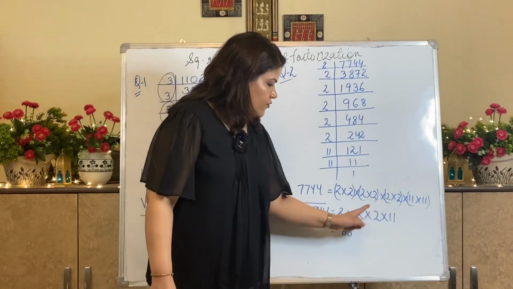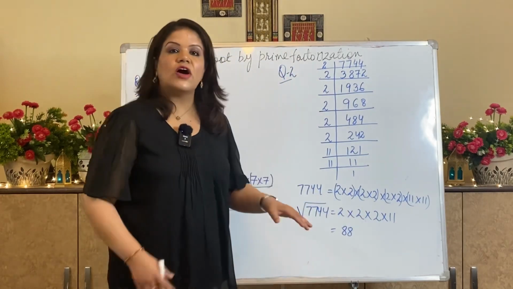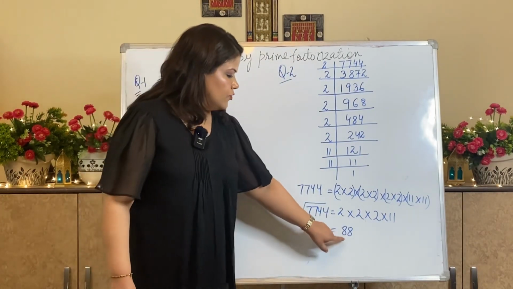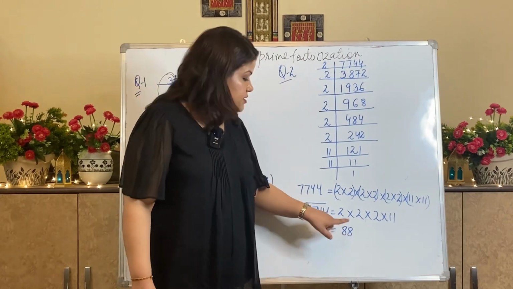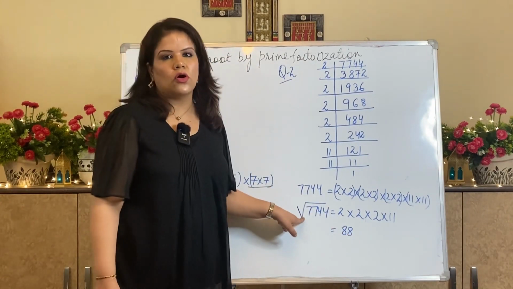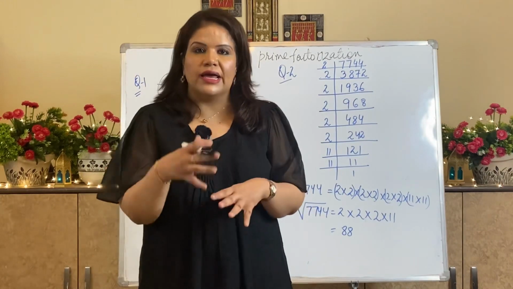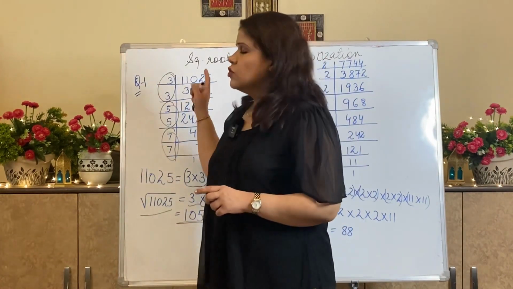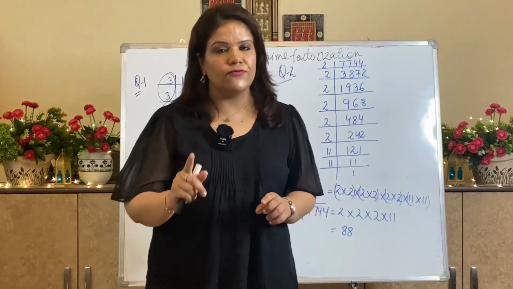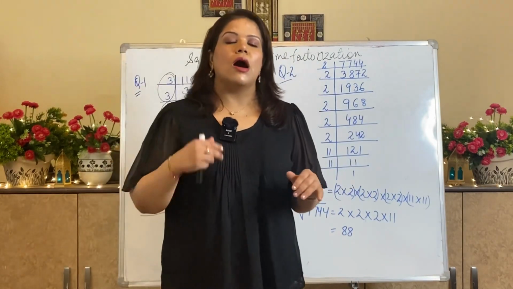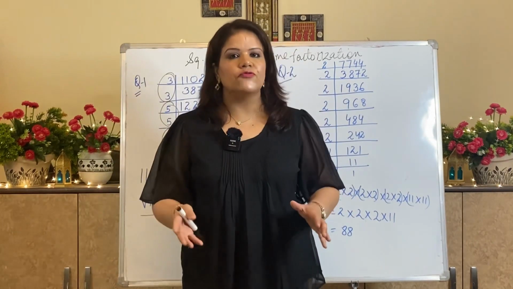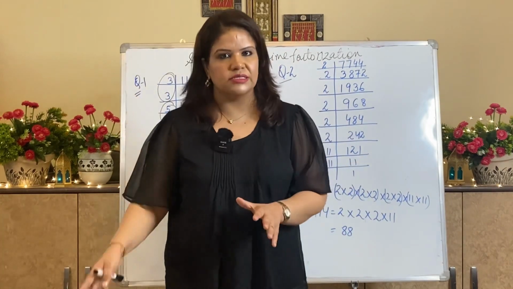After withdrawing, we will multiply them. We will find the product of them. If this is the result, that means 88 is the square root of this number. These were the examples to clarify how to find the square root using prime factorization. In the upcoming videos, I will be taking up finding square root by other methods as well.